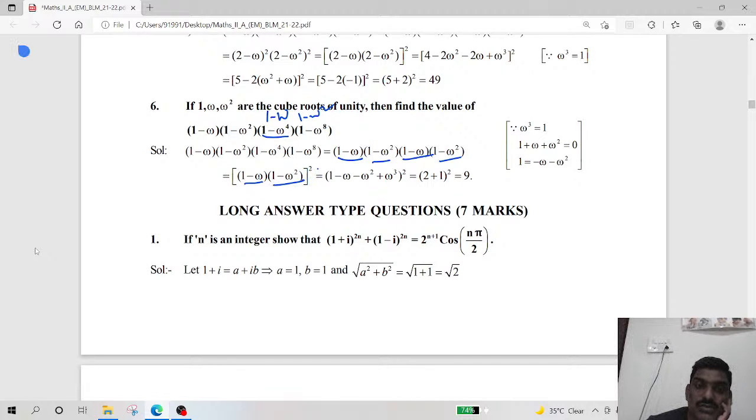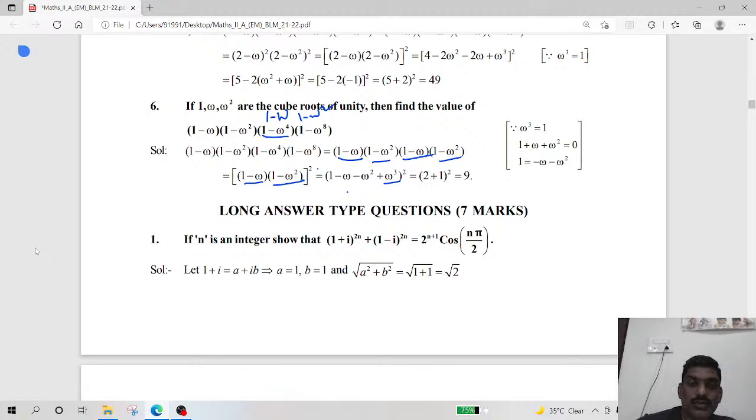So 1 minus omega and minus omega square plus omega power 3. What do we get? This is anyway 1, and omega plus omega square is equal to minus 1. So 2 plus 1, 9 we are getting finally. Okay. Next, long answer type questions.